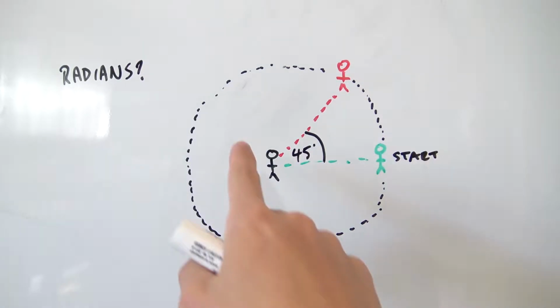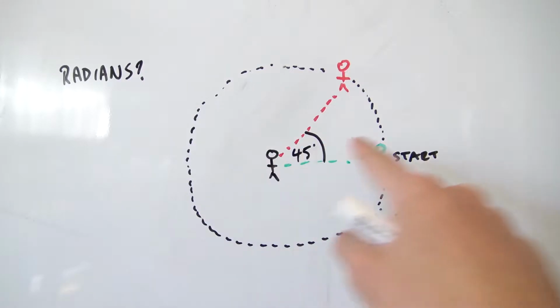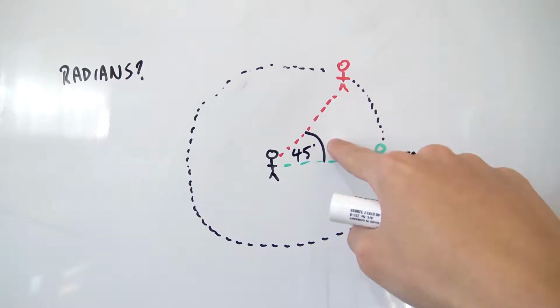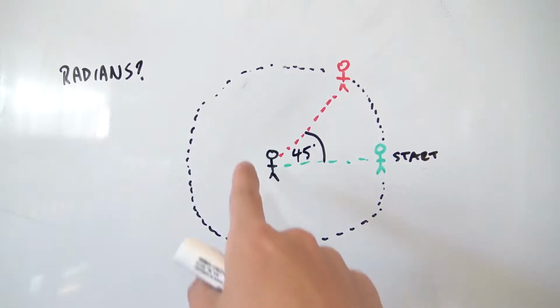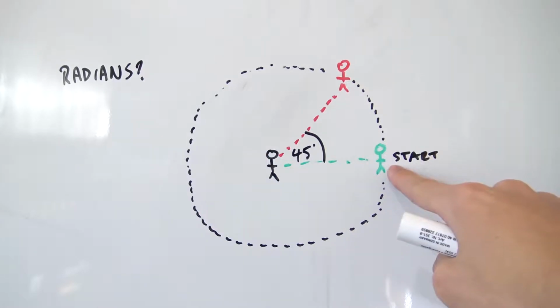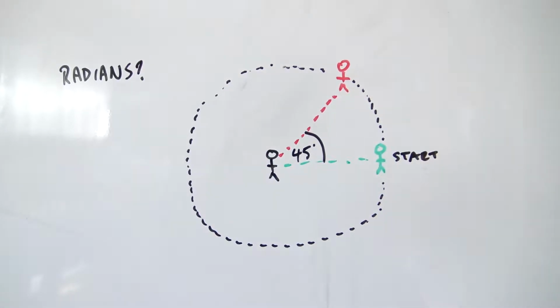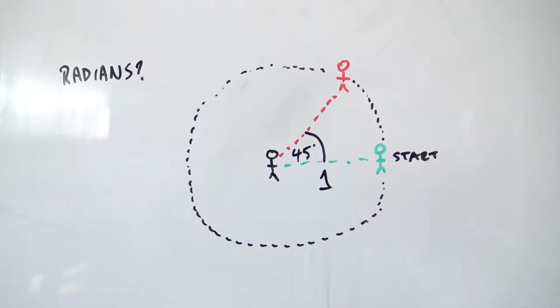But instead of considering how much this person has to turn his head, sometimes it's better to consider how much this person has to walk around the circle to make this angle. And that's exactly what radians are. Instead of looking at how much this person has to turn his head, we're looking at how far this person has to walk along the circle. And the circle, we just defined it as having a radius of exactly 1 unit.